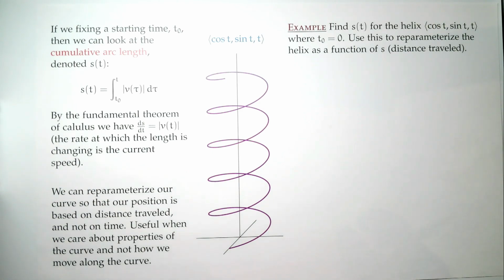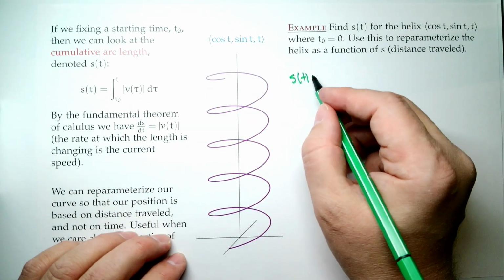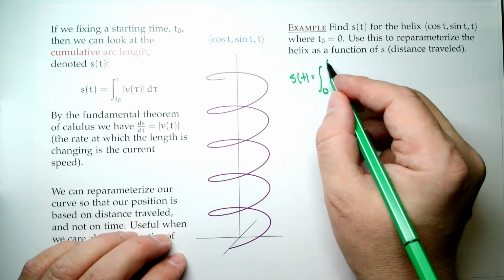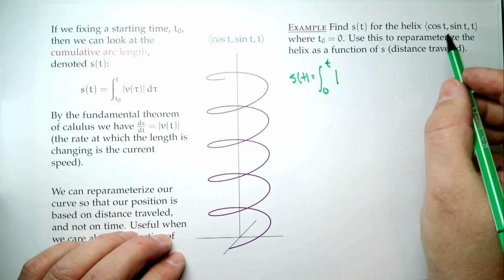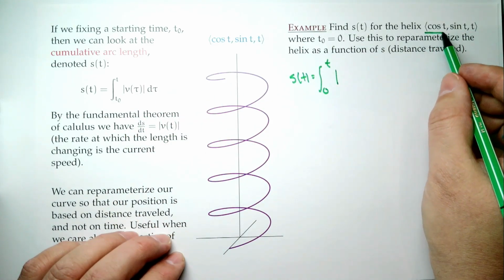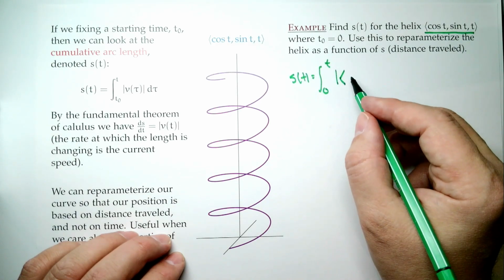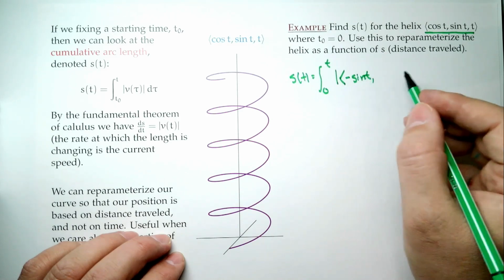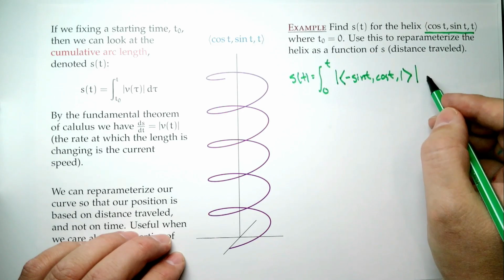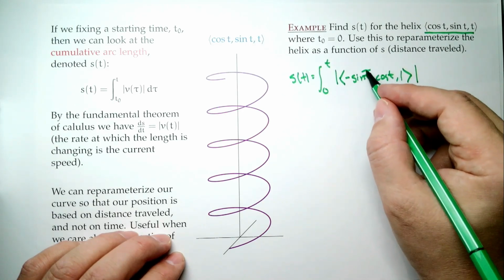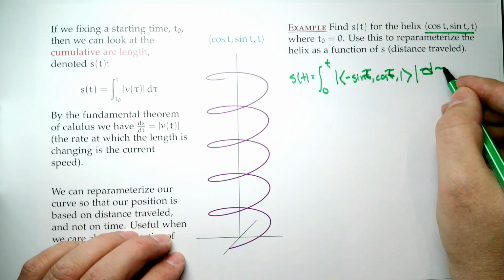Okay. So I want to find s of t. So s of t is going to be the integral from 0 to t of the magnitude of velocity. Well, that's really the derivative here. So if this is my position, what is my velocity function? Negative sine t, comma, cosine t, comma, 1. And I put t's, but I should have put tau's. That's okay. T's and tau's do look a little bit the same. d tau. There we go.